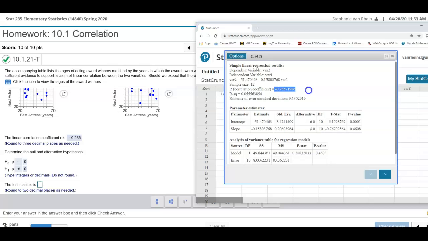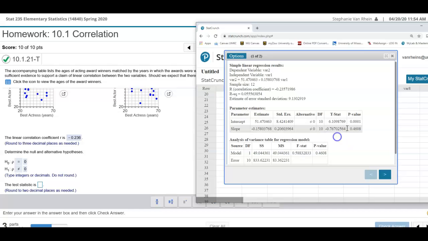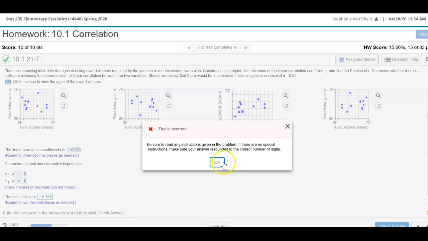You can find that the R value is also here. So we could have used that. The sample size is given, the standard deviation, the errors, a bunch of information is given here. Really what we want here is this t statistic of the slope. So this is going to be, get that copied, minus 0.767, rounding to 3 decimal places. And I can check that answer.